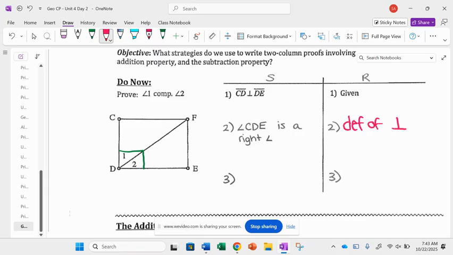Okay, so now we want to always end with what we want to prove. What is it that we want to prove? We want to prove that angle 1 is a complement to angle 2. Who thinks they know the reason for this?